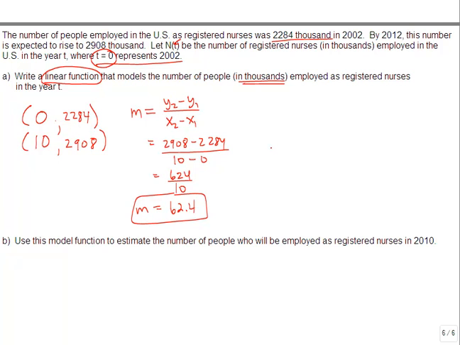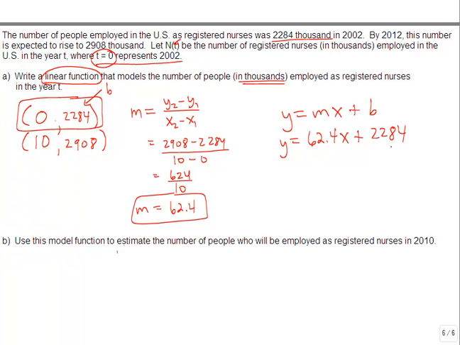Now you have two choices here. You could use point slope form, or if you notice, and you're a little bit lucky in this problem, this is a b. This is a y-intercept right here because the x value is already 0. So I'm going to make use of that, and I'm going to realize that I can just jump directly to that slope-intercept form, y equals mx plus b, and I'm going to plug in my m that I just found, 62.4, and my b is this 2284.